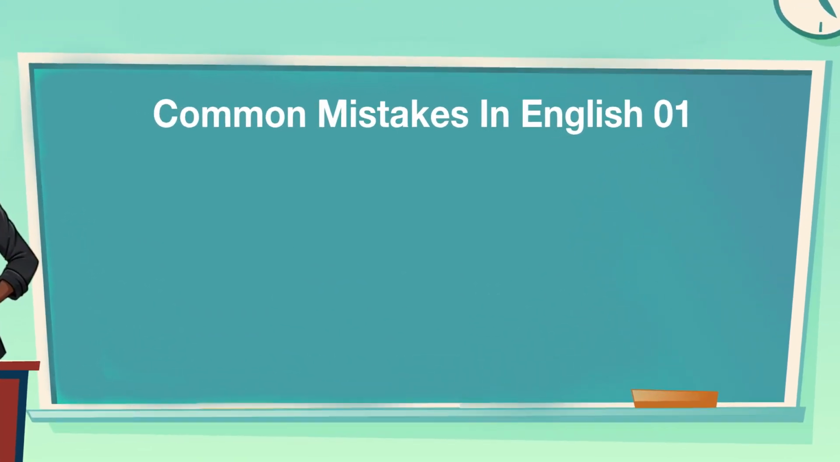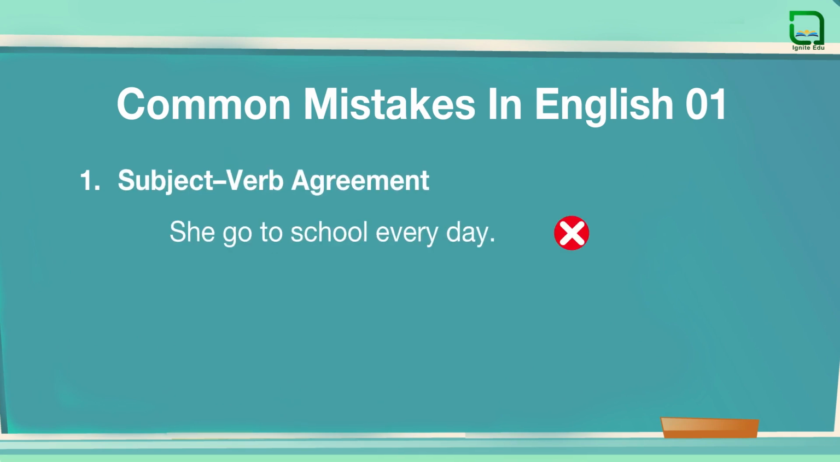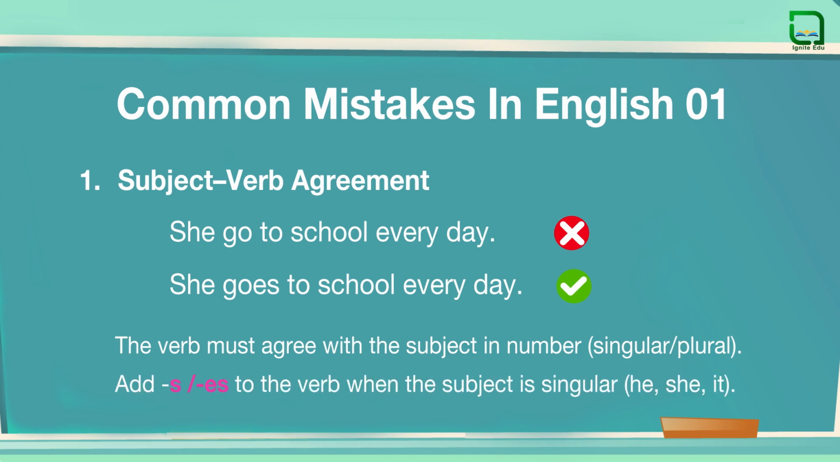Common mistakes in English. 1. Subject-verb agreement. She go to school every day. She goes to school every day. The verb must agree with the subject in number, singular, plural. Remember, add s to the verb when the subject is singular: he, she, it.